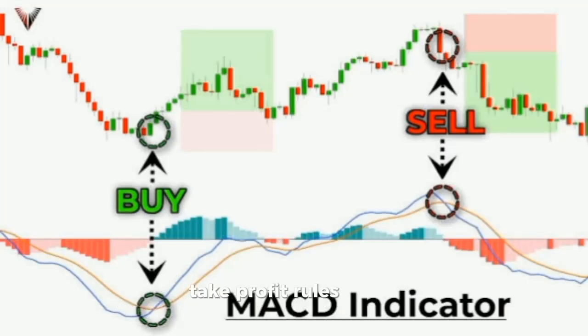Take profit rules. Use a minimum risk to reward ratio of 1 to 2. Example, if your stop loss is $50, aim for $100 profit. You can also trail your stop to maximize profits as the trend continues.